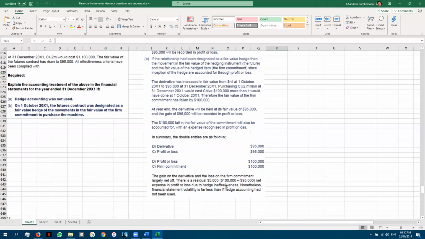The gain on the derivative and the loss on the firm commitment are largely netted off, and there's a residual. Nonetheless, financial statement volatility is far less than if hedge accounting had not been used. And this is one, as I keep saying, one of the main reasons, perhaps the main reason why hedge accounting is used, to remove that volatility.